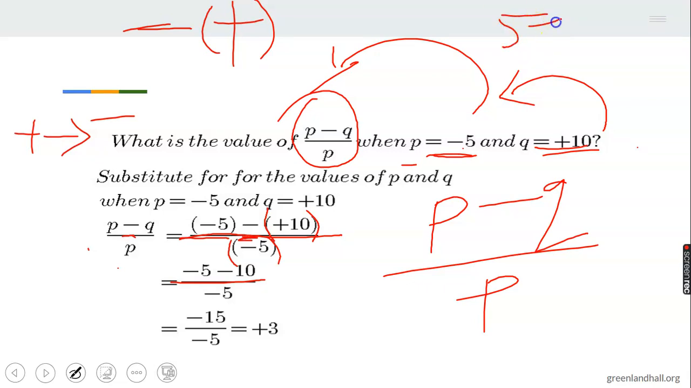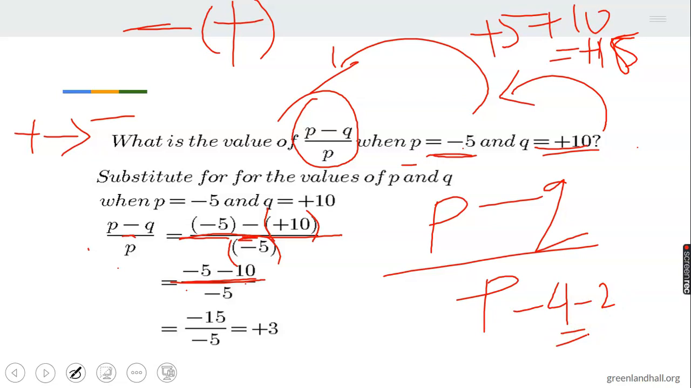Just like when you have 5 plus 10 equals to 15. Let's say this is plus 15, plus 5 plus 10. When you are doing the addition of two positive numbers, your answer will be positive. But when you are doing addition of two negative numbers, your answer will be negative. That is why your answer here will be minus 15. Minus 5 minus 10 equals to minus 15. Look at this. Minus 4 minus 2 will be equals to what? Minus 6. That is how to add negative numbers.